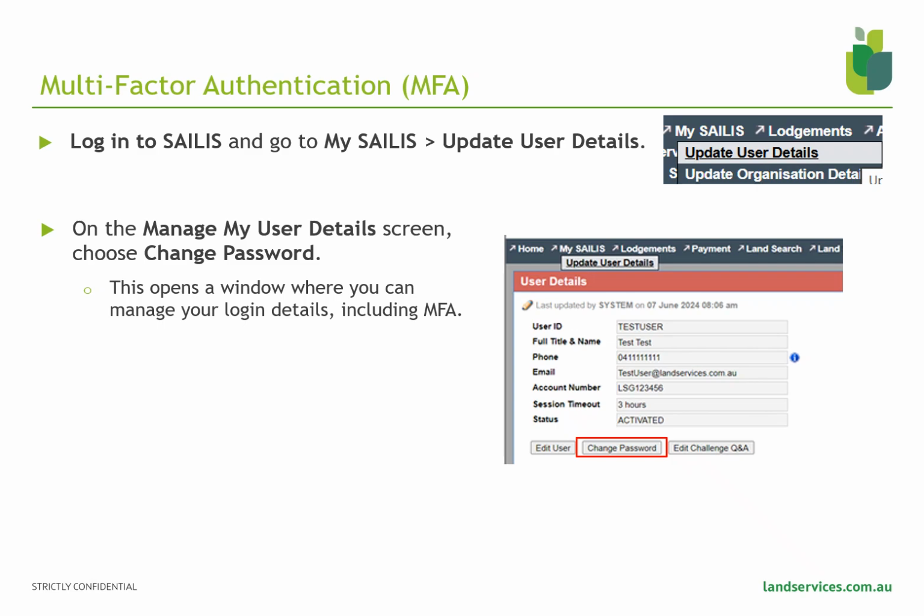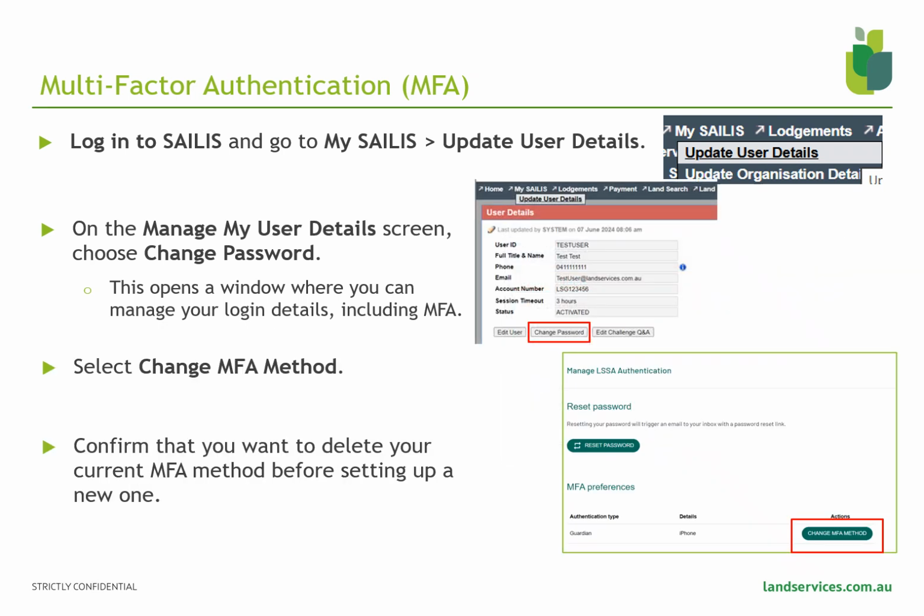This will open a window where you can manage all your authentication details, including your MFA method. Once this is open, select Change MFA Method, then confirm that you will be deleting your existing method. The Change MFA option is available for 15 minutes after login. If it becomes disabled, log out, and sign in again to re-enable it.